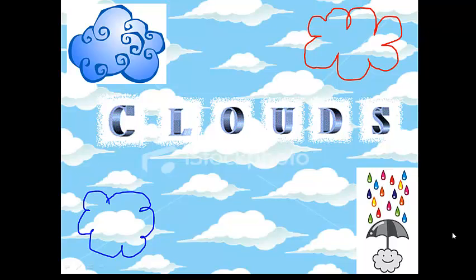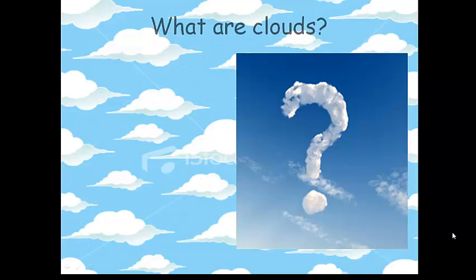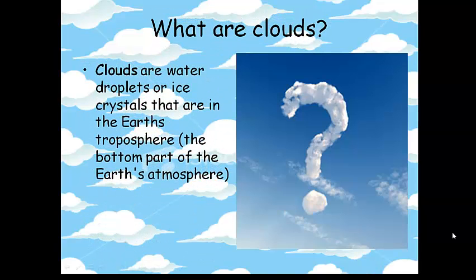In this presentation, you'll get some details about what a cloud is and how to identify different types of clouds. So what are clouds anyway? Clouds are water droplets or ice crystals that are in the Earth's troposphere, which is the bottom layer of the atmosphere.